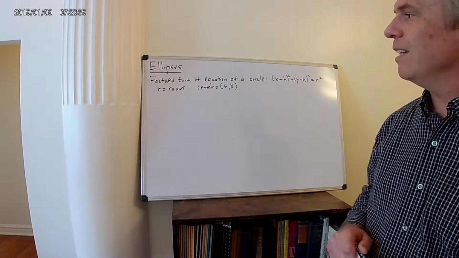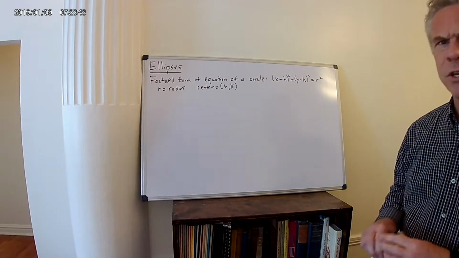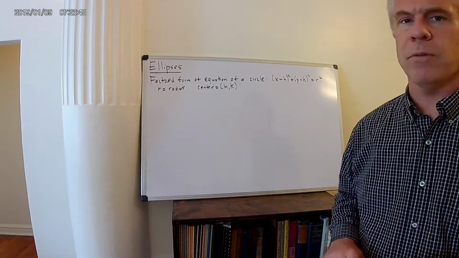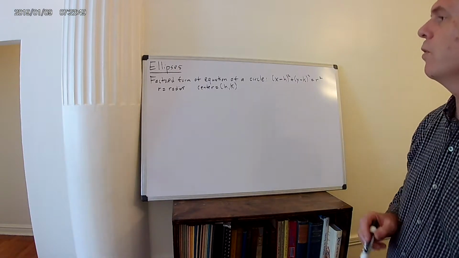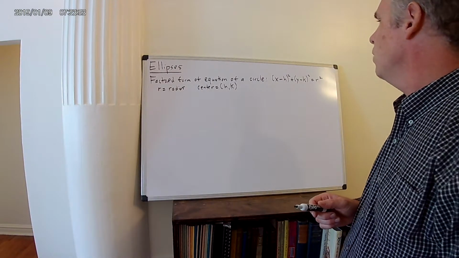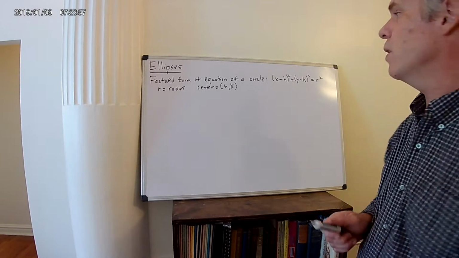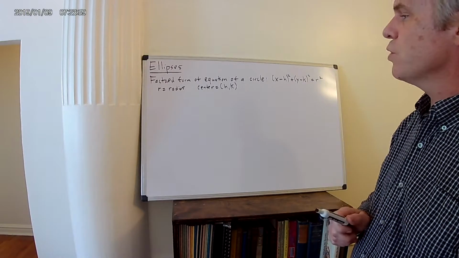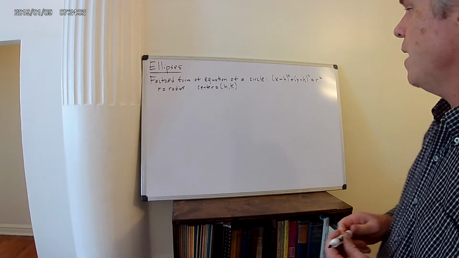Today we're talking about ellipses, and ellipses are related to circles, but a little bit more complex than a circle. So what I want to do is start with something we learned with circles, and that's the factored form of the equation of a circle. (x - h)² + (y - k)² = r². So this is the equation of a circle with radius r and center (h, k).